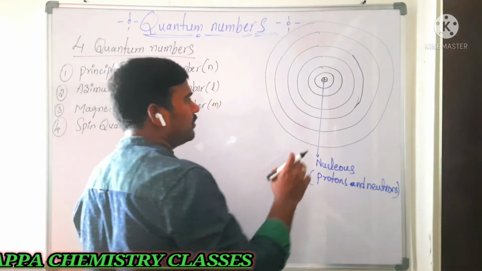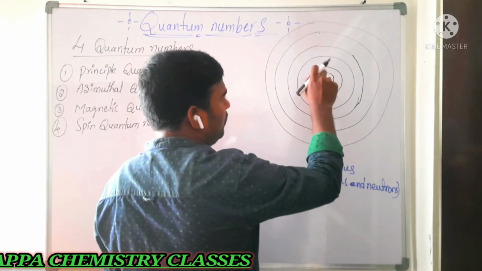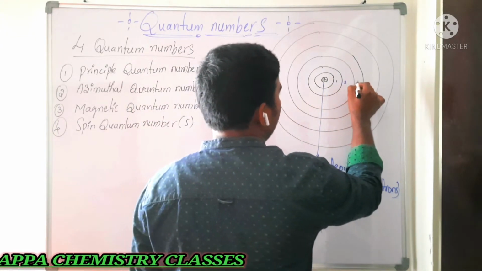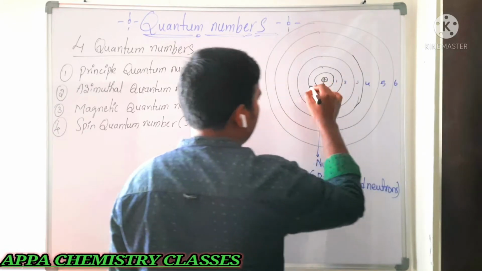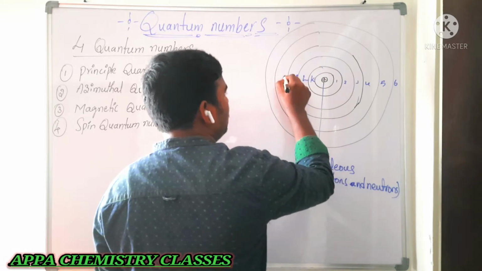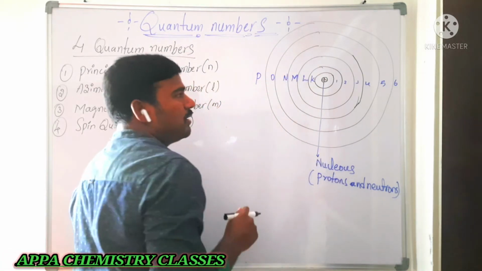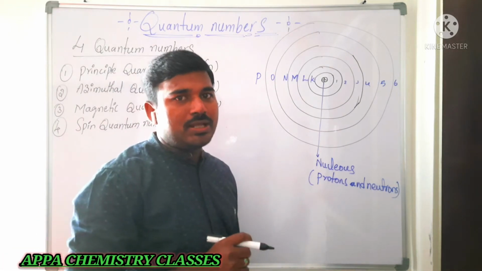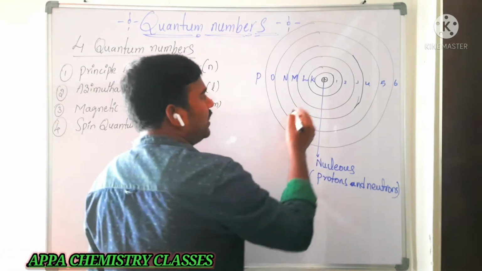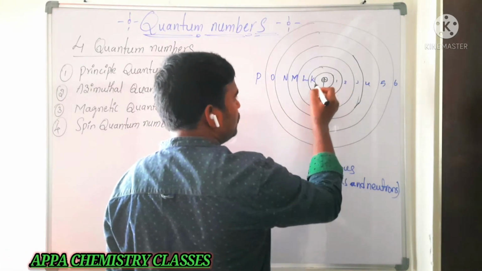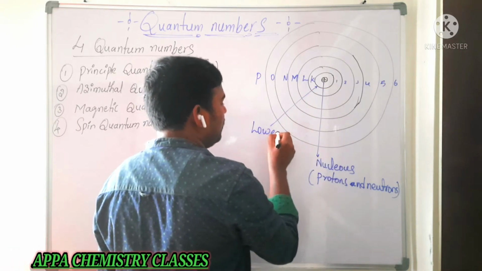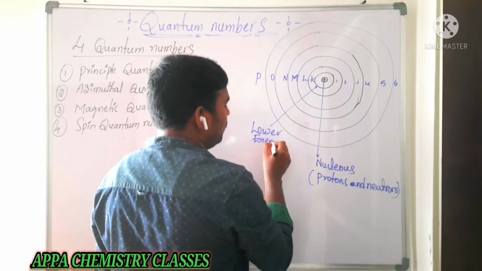Now you see here, whatever the shells are there around the nucleus in which the electrons revolve, those shells are represented with 1, 2, 3, 4, 5, 6 and so on. Those are also represented as K, L, M, N, O like that. These are the orbits. These are also called energy levels or energy shells. Now the energy shell or the orbit which is close to the nucleus is called the lower energy shell.